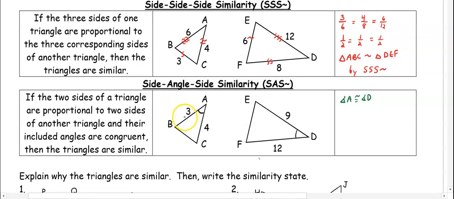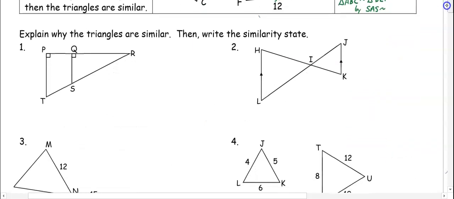Then we're going to look at our proportions. So the shorter sides are going to go together, 3 over 9, which reduces to 1/3. And the longer sides are going to go together, 4 over 12, which also equals 1/3. So we would have triangle ABC is similar to triangle DEF by side-angle-side similarity.